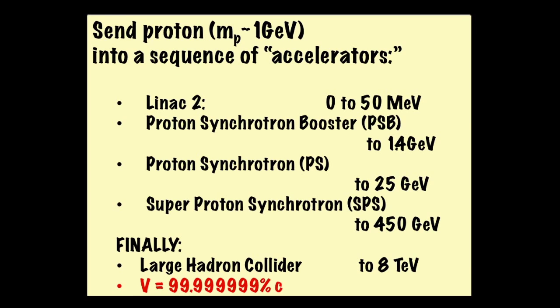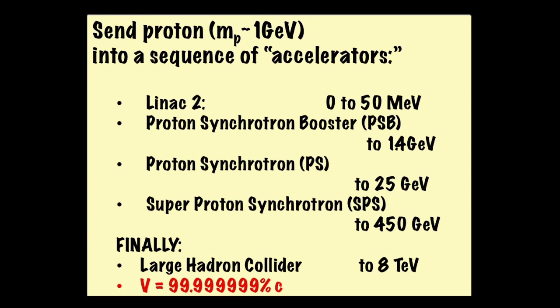Okay? So to do that, we can't use one machine. We have to use a whole series of machines, starting with something called a linear accelerator. And that only gives it a very little bit of energy, 50 million electron volts. Okay? So a million electron volts is a lot of energy, but compared to what we need, it's only a tiny bit. It really isn't making the proton go very fast, much less than the speed of light. And we then stick it into something called the proton synchrotron booster, which gets it up to 1.4 billion electron volts, and then the proton synchrotron, which gets it up to 25 billion electron volts. At this point, the proton is moving very close to the speed of light. It has 25 times more energy due to its motion than the E equals mc squared.